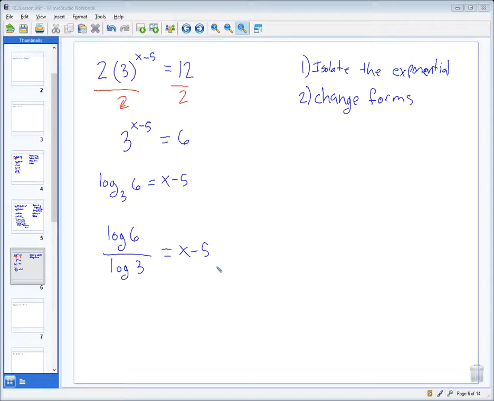So when you type in log of 6 divided by log of 3 into your calculator, you get an answer that's approximately 1.63. So we'll just round to 2 decimal places, 1.63. That equals x minus 5. Now we're going to add 5 to both sides, and we get the answer that x is equal to 6.63.